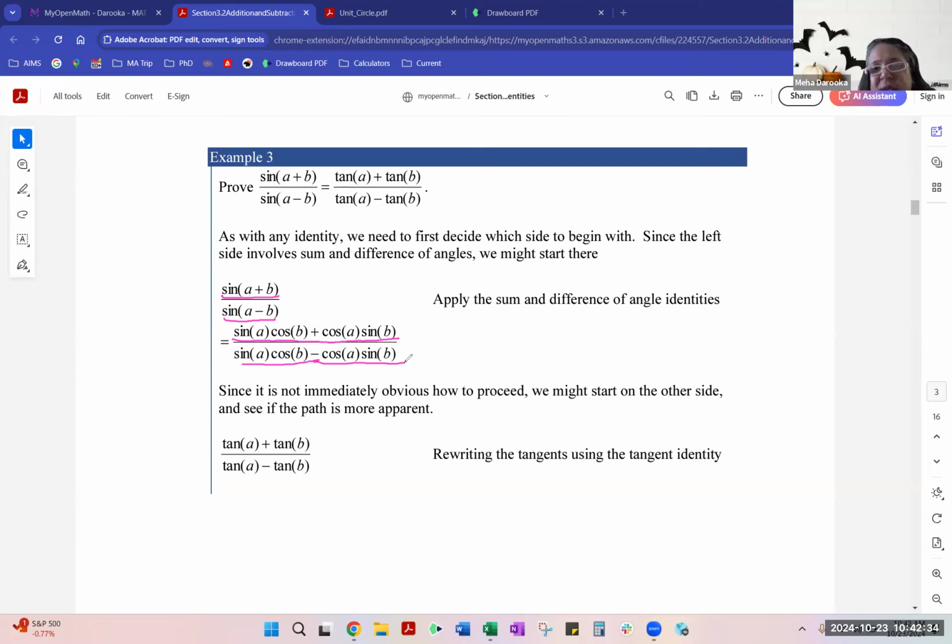But now, once we get to this, it's kind of like, how do I make this into tangent of a plus tangent of b, or on the denominator, tangent of a minus tangent of b? So it's not seeming very obvious how to move from there. So maybe instead of the left-hand side, we should start on the right-hand side, and that's where we're kind of going. So let's see how we can break these down to help us take the right-hand side and rewrite it so it matches the left-hand side. So let's look at that on the second page here.